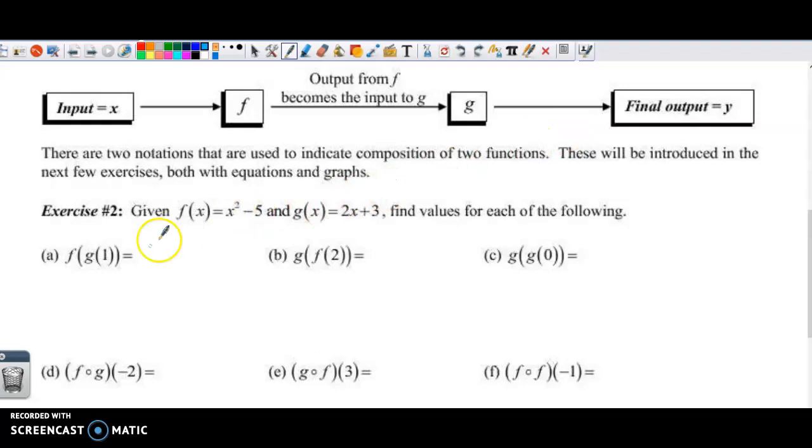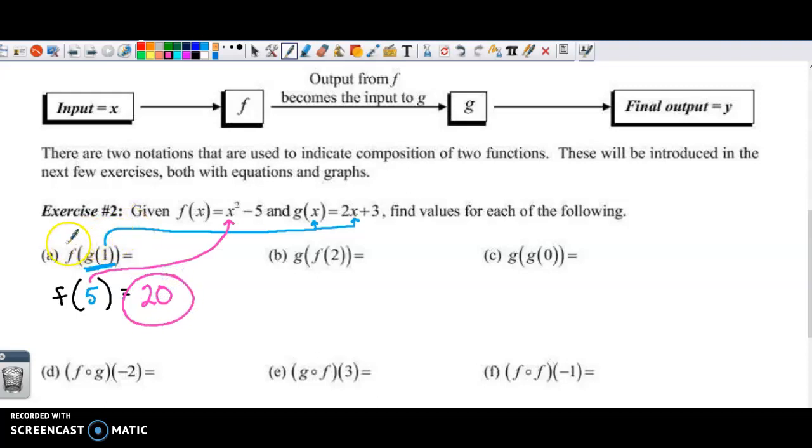But if you think about your order of operations, you always do the parentheses first. So you need to do the g function and plug 1 in for that x first. I think you can do this in your head: 2 times 1 is 2, plus 3 is 5. And notice that I did not mess with that f function yet. We got 5 as our output. That is now our input for the f function. Again, 5 squared is 25, minus 5 will give you 20. And that is your final answer. Again, that's read as f of g of 1.